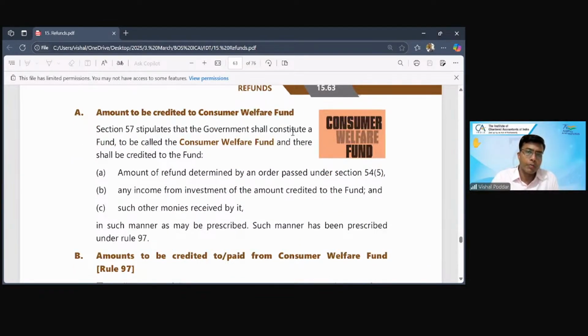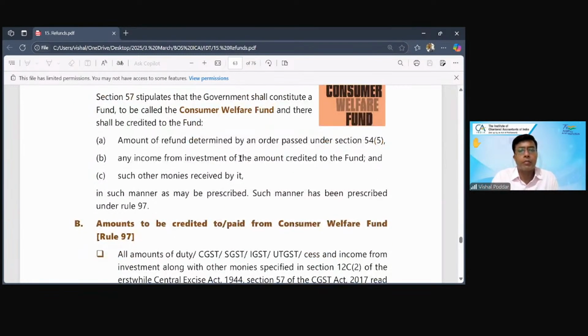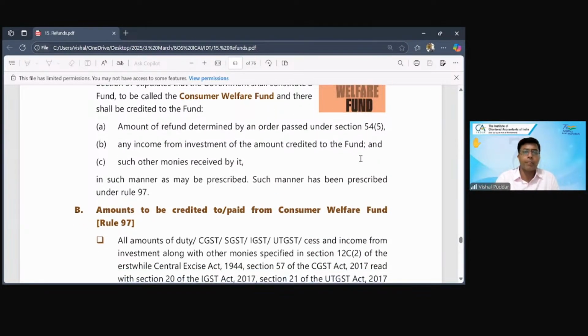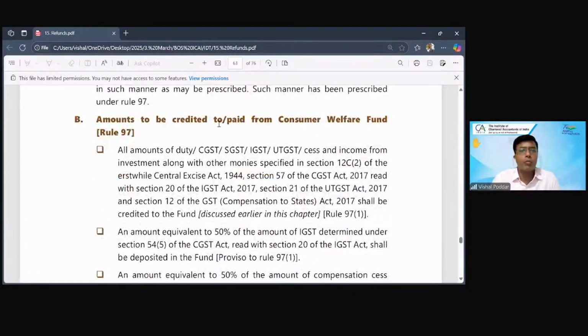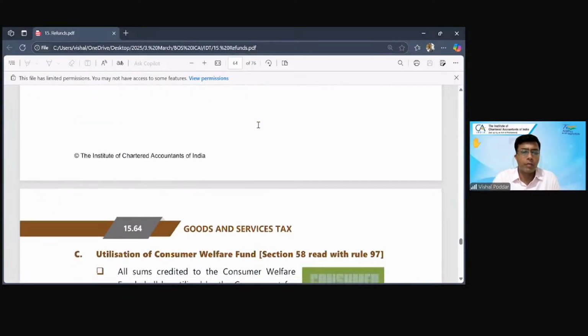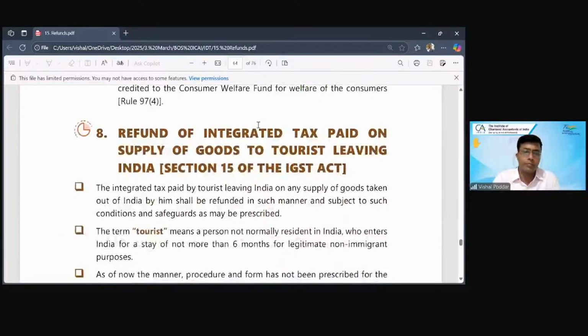Section 57 stipulates that the government shall constitute a fund to be called the consumer welfare fund, and there shall be credited to the fund what? Amount of refund which is determined by an order passed under 54. So it is firstly determined that refund is not maintainable. Any income from investment of the amount credited to the fund. So when the fund is created, the amount in the fund is invested, and the interest coming on that is also part of the fund, and any other monies which are received in it. Amount to be credited to or paid from consumer welfare fund, we can ignore that. That is not relevant.